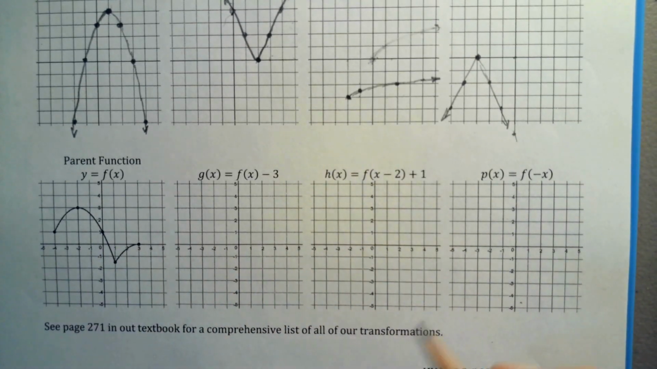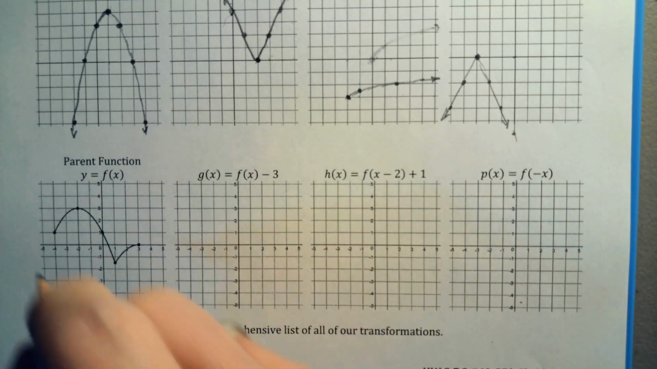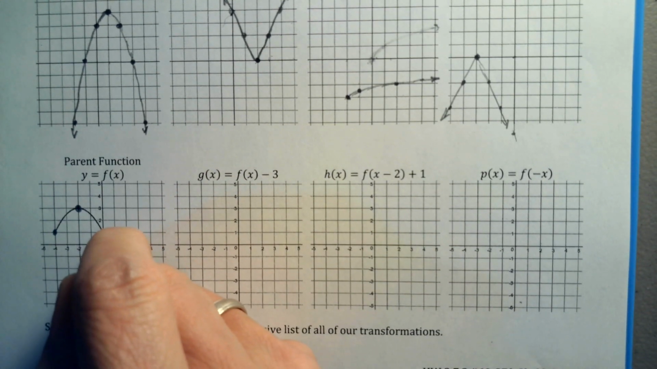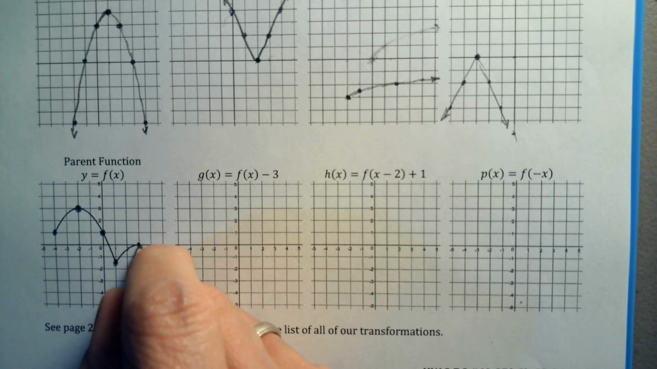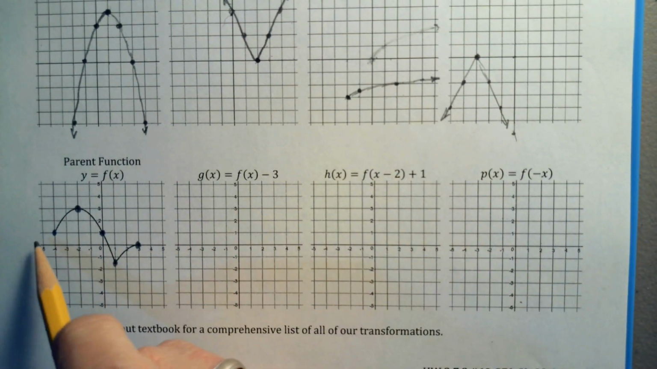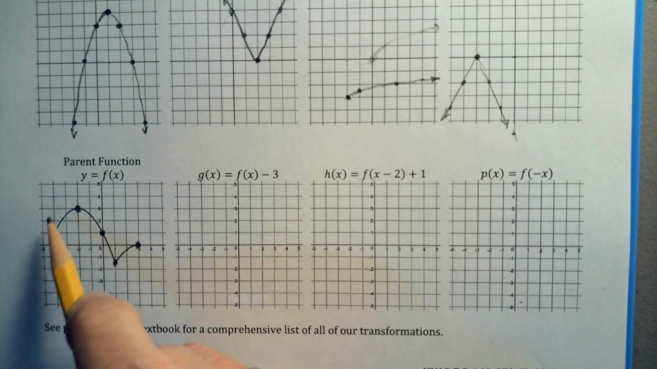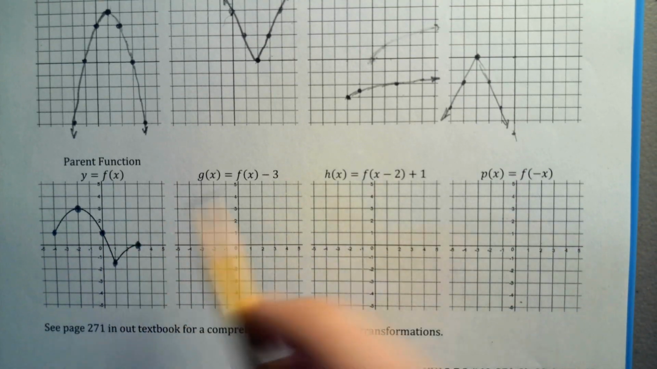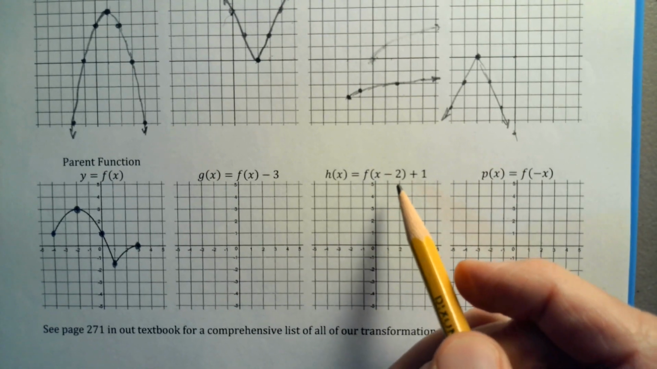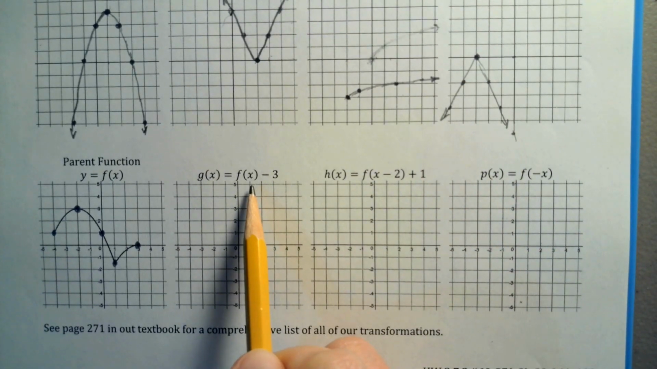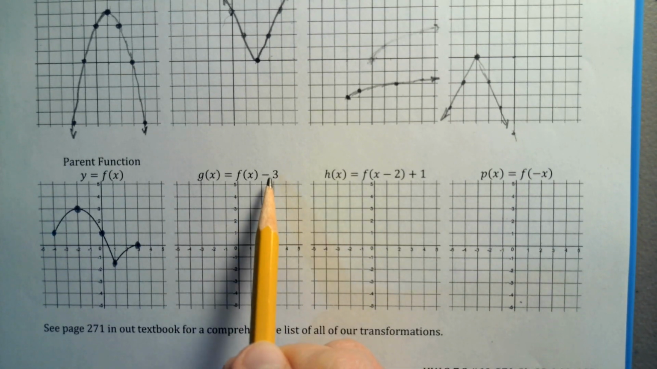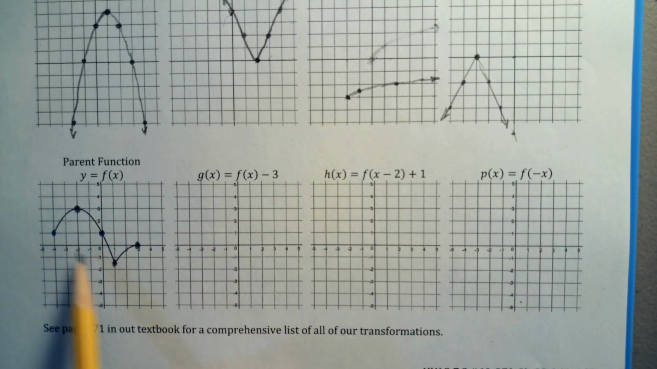It's like a piecewise function, just made up of a couple different things. But what's important is if you look at some key points. So this is sort of part of a parabola, it looks like. And this is also sort of part of a parabola. So let's think about what happens to this parent function if we do this. If we subtract 3 from the function, this whole thing is just going to go down 3.